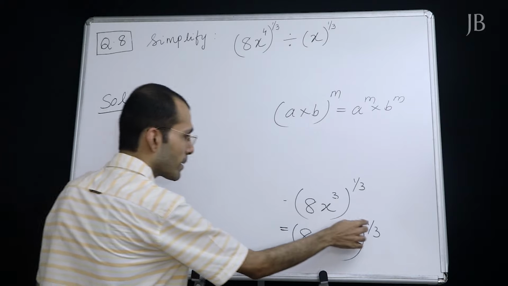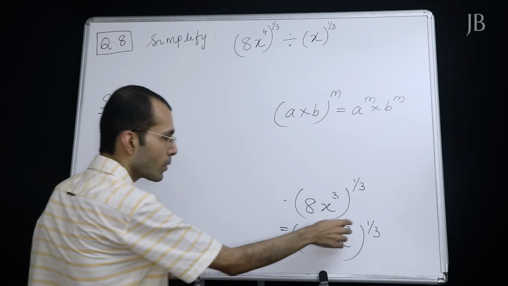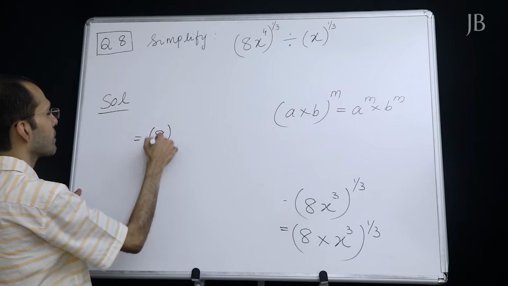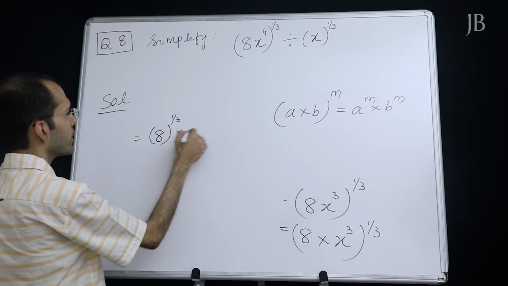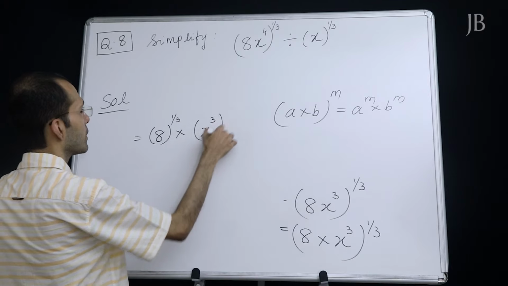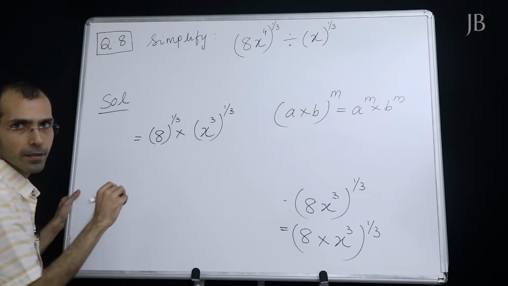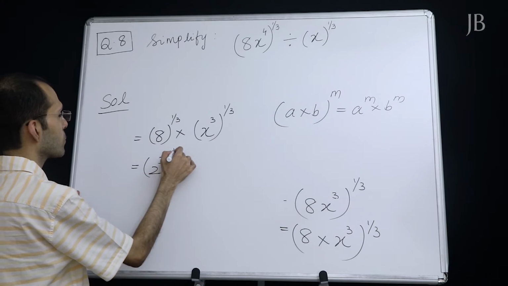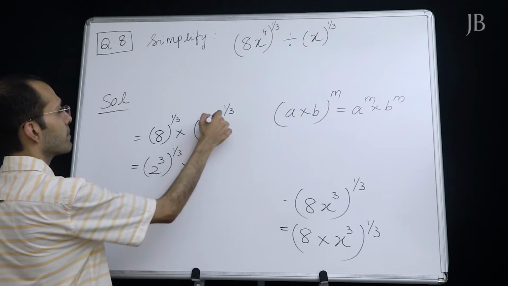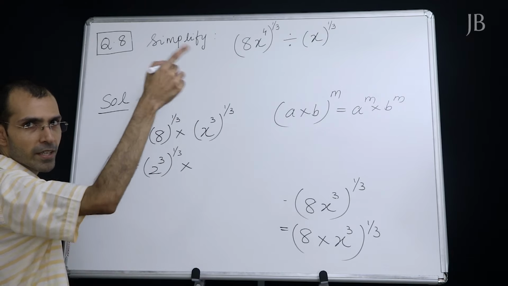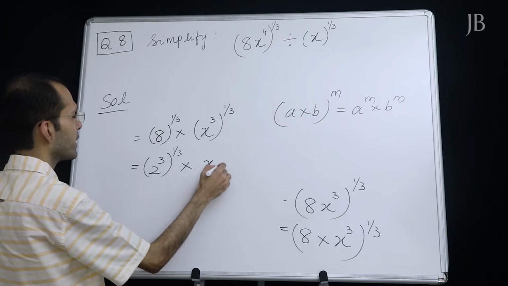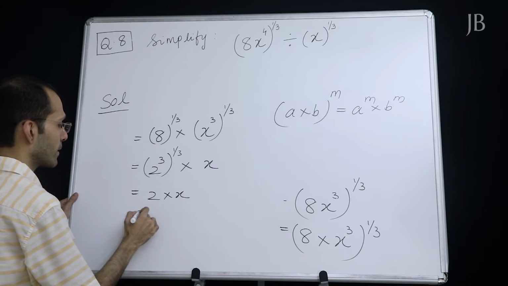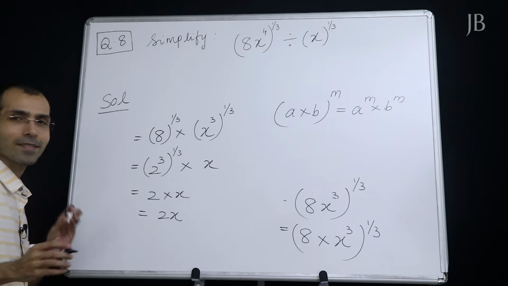Now this 1 by 3 power needs to be given here. So this will be 8 raised to 1 by 3 into x cube raised to 1 by 3. This will become 2 cube raised to 1 by 3, and power raised to power, a raised to m raised to n, is a raised to mn. So this will get cancelled, it will be x. This also will get cancelled, this will be 2 raised to 1, 2 into x, that is 2x.